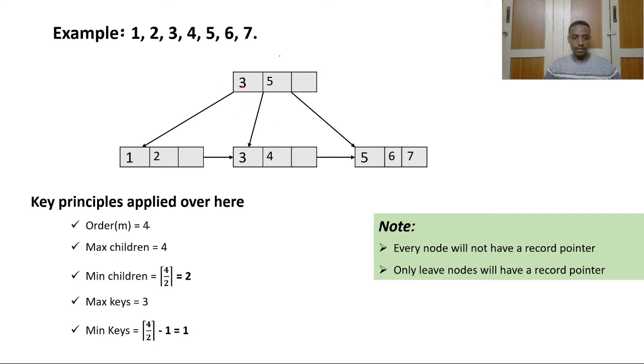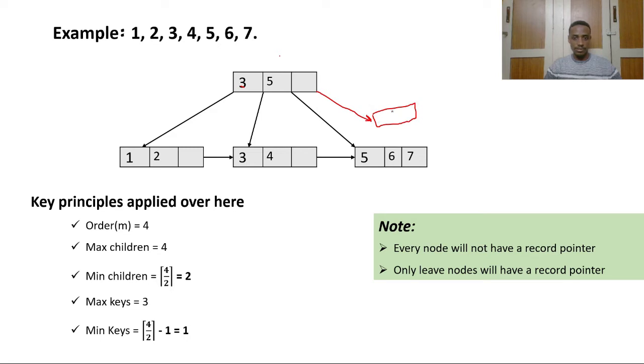Here we see order of M, which means we can have a maximum of 4 children, and the minimum is the ceiling of 4 by 2, which is equal to 2. So 4 children can be possible, and minimum children 4 by 2, which is equal to 2. A node can have only 2 children, like a binary search tree. And the maximum key value is 3, because this node will point to another block that contains values greater than the root node.